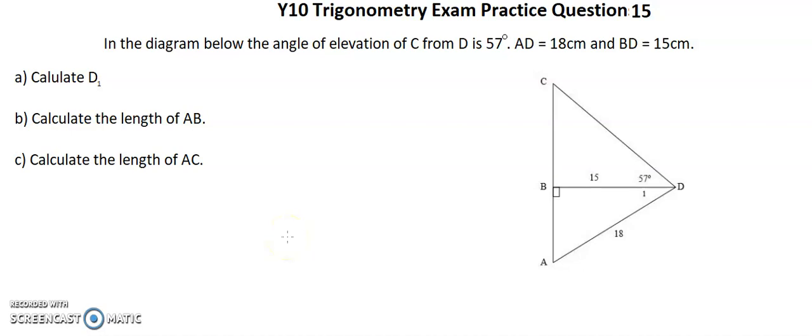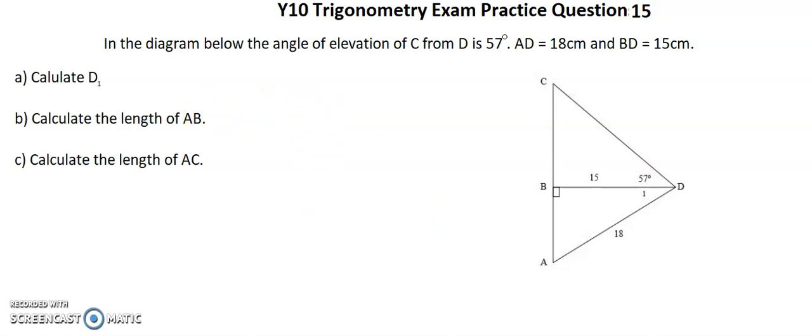Year 10 Trigonometry Exam Practice Question 15. In the diagram below, the angle of elevation of C from D is 57 degrees. AD equals 18 centimeters and BD equals 15 centimeters. Calculate the angle of D1.